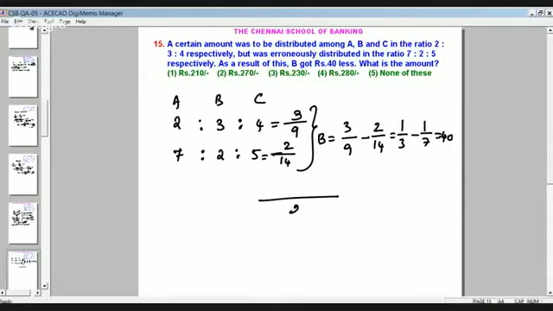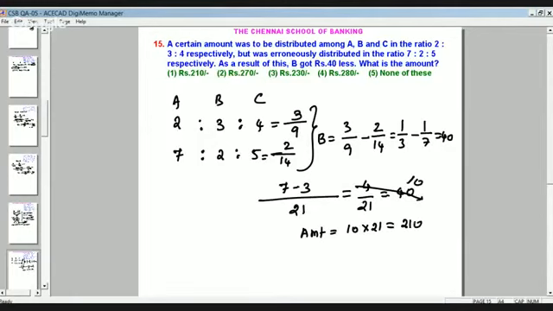Take the LCM: 21. 7 minus 3, that is 4 by 21. This equals 40. So when the total of 21 parts is divided, 4 parts are less. The 4 parts are 40, so 1 part is 10. Therefore the amount equals 10 into 21, that is 210.